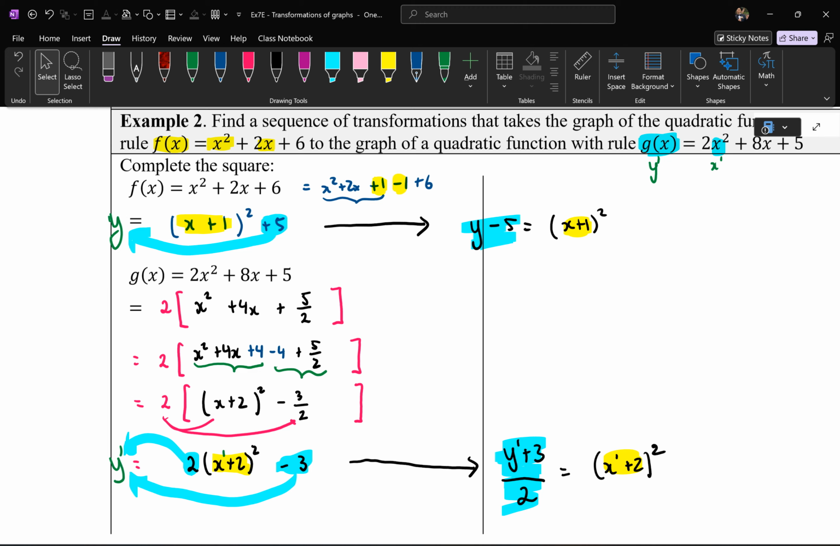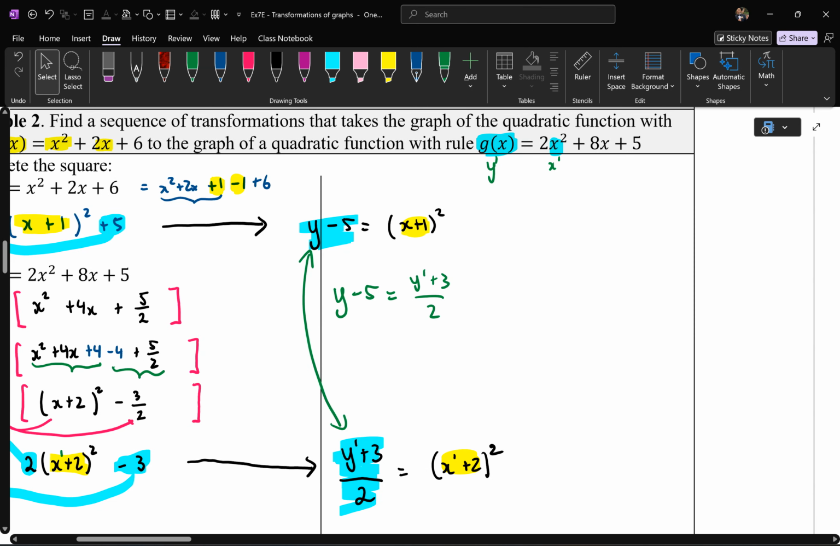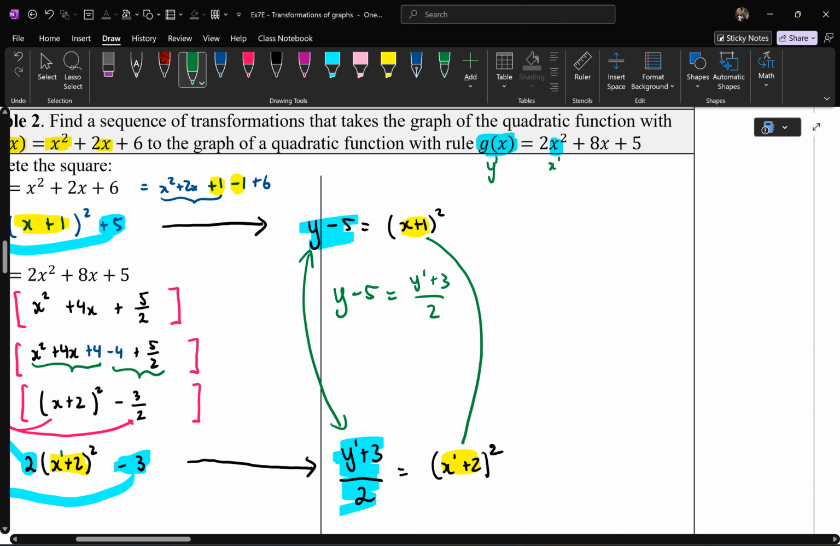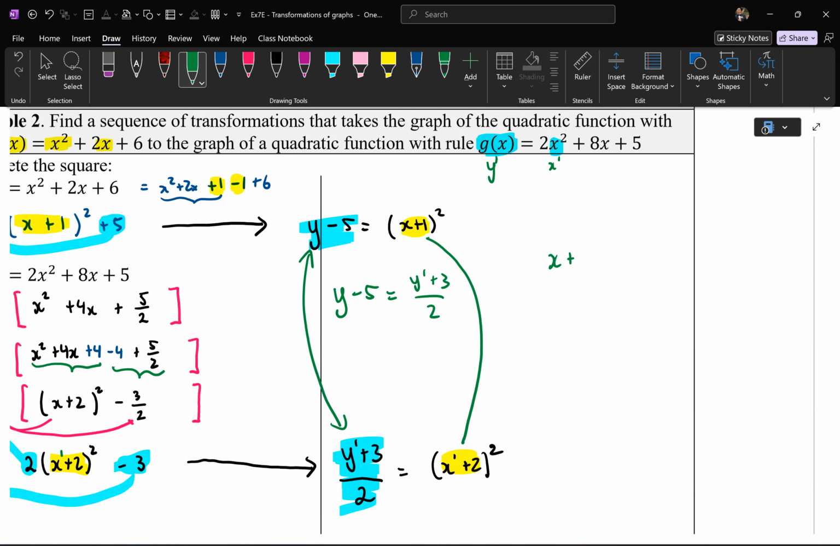So here, let's rewrite it. Original y minus 5 must be mapped to y dash plus 3 on 2. So I'm just connecting these two. The second one is that I'm matching x plus 1 and x dash plus 2. So I should have x plus 1 is equal to x dash plus 2. Because that's what I had to replace. From the original, what did I do to make it this? I had to replace these two. So they must equal. And same thing with the x's, these must equal.